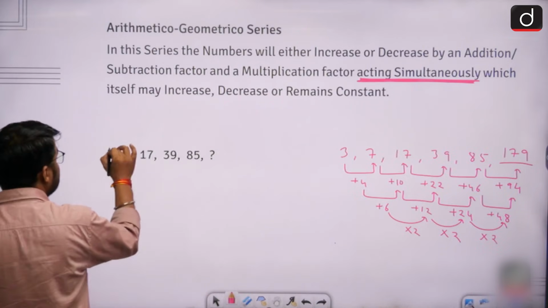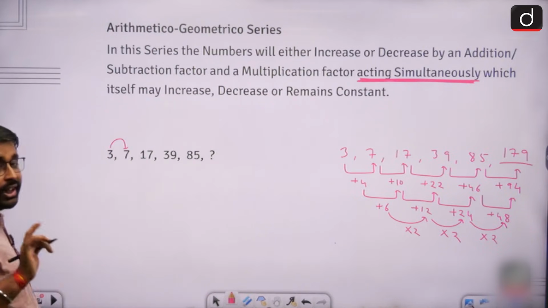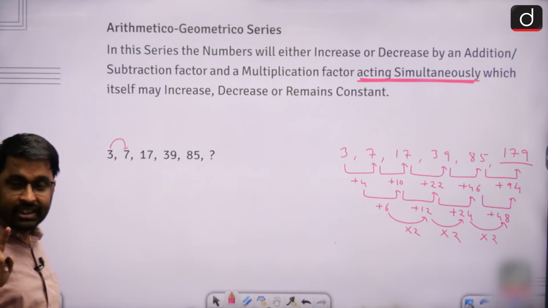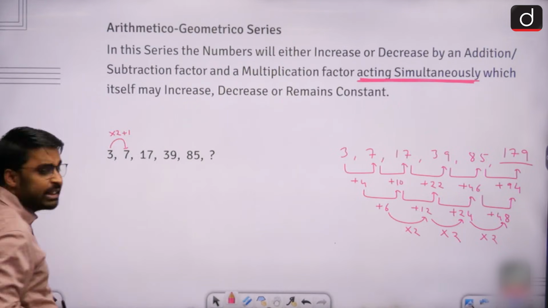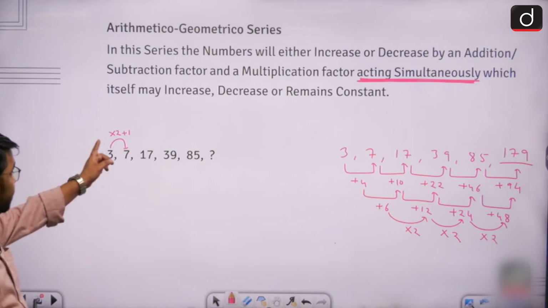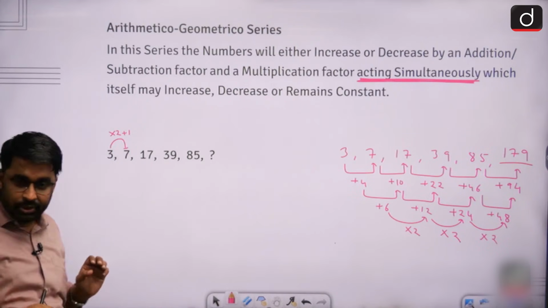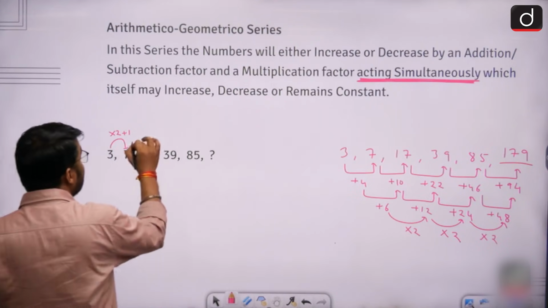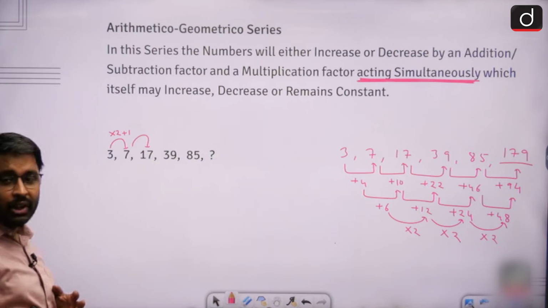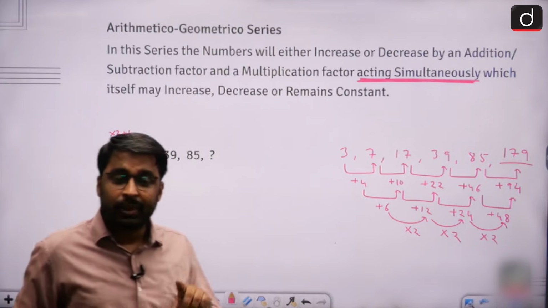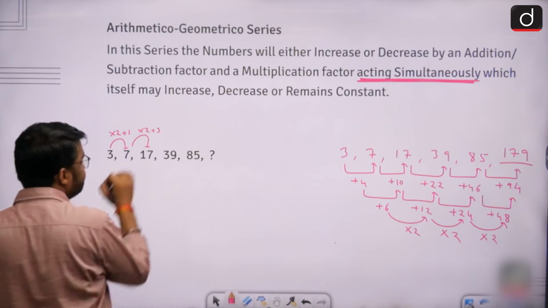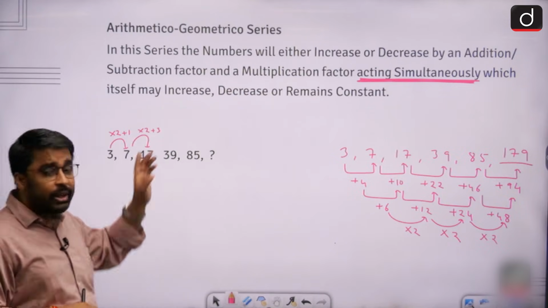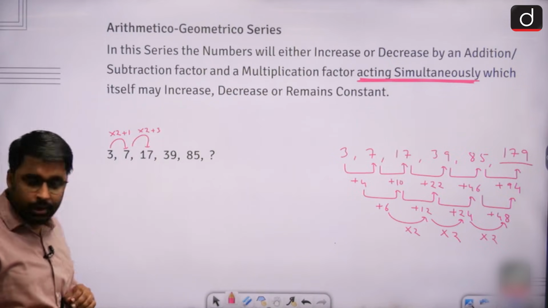So the nearest multiple of 3 to 7 is 6. Now 3 2s are 6 plus 1, will it give me 7? Yes. See, with the multiplication factor, addition factor was involved. Now the nearest multiple of 7 to 17 is 14. 7 2s are 14 plus 3 it will be 17. See, with the multiplication factor, addition factor was involved.